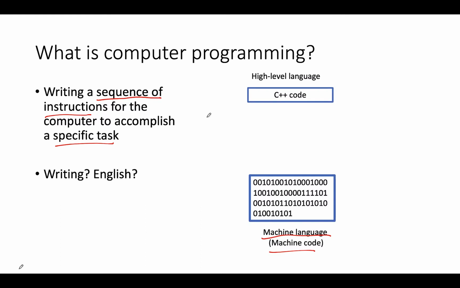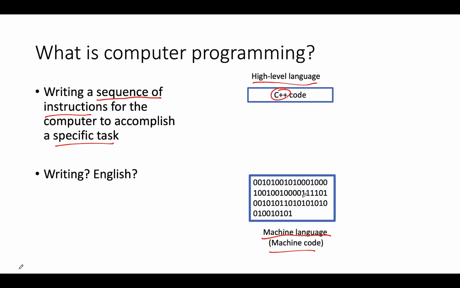Instead, we write in what's called a high-level language. A high-level language is close enough to English, but at the same time, it's precise, meaning that if I write a line of code in one of these high-level languages, it's going to mean exactly one thing. Examples of these high-level languages include C++, Java, and many other languages. This course is going to be using C++, obviously.